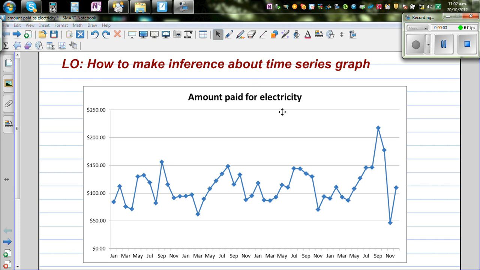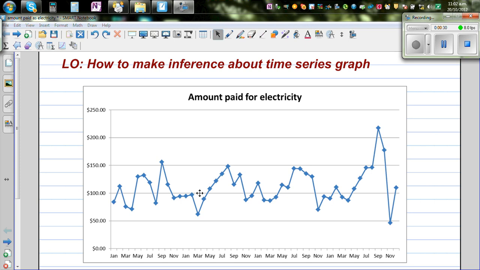The objective of this video is to make inferences about a time series graph. Now this is a time series graph of the amount paid for electricity over a 4 year period. On the horizontal axis, the x-axis, you have taken the time, which is in months, and on the y-axis you have taken the amount that the family has paid.